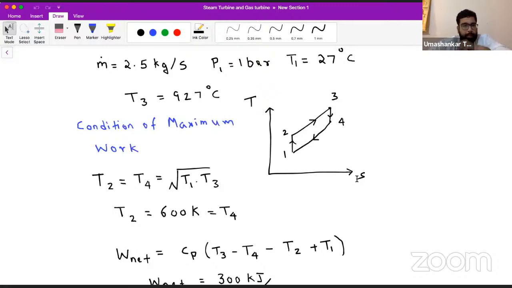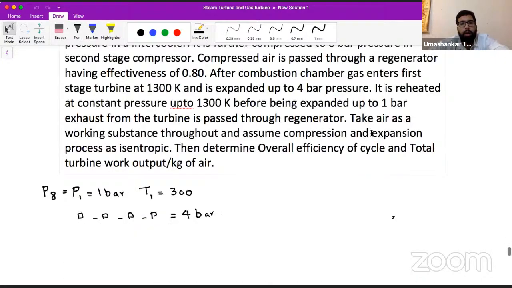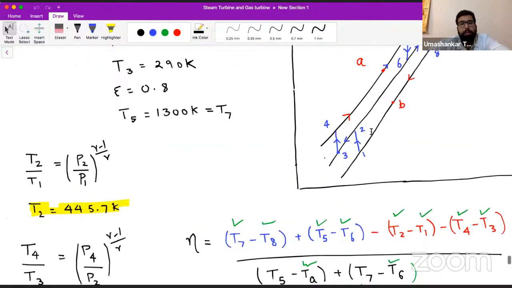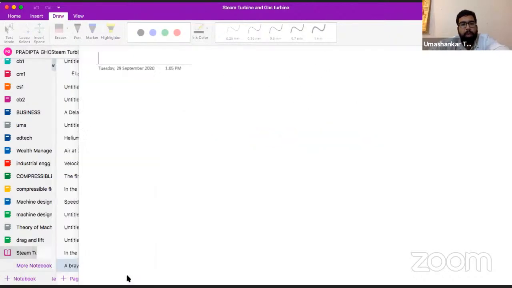Then we have seen the cases of regeneration, intercooling, and reheating individually, and finally we combined it all. Lastly, we saw a question in which intercooling, reheating, everything is combined, and we solved this question.